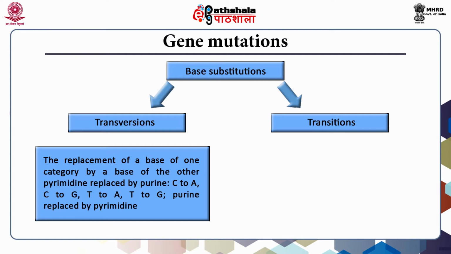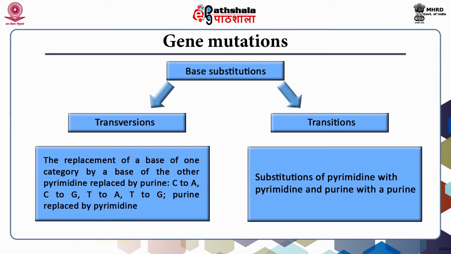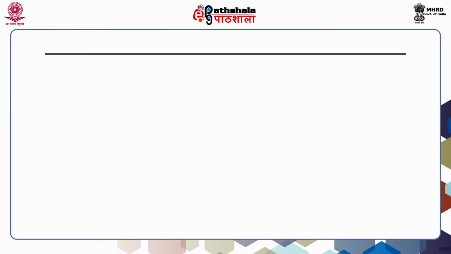The second subcategory of base substitution is transitions. In this case, a pyrimidine will be substituted by a pyrimidine only, or a purine will be substituted by a purine only. The second class of gene mutations besides the base substitution is base addition or base deletion.